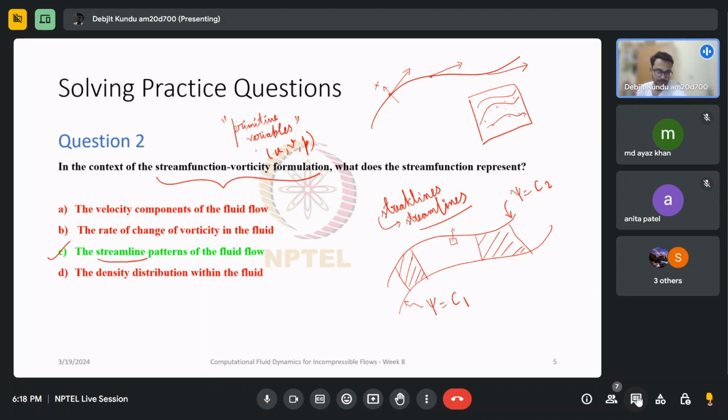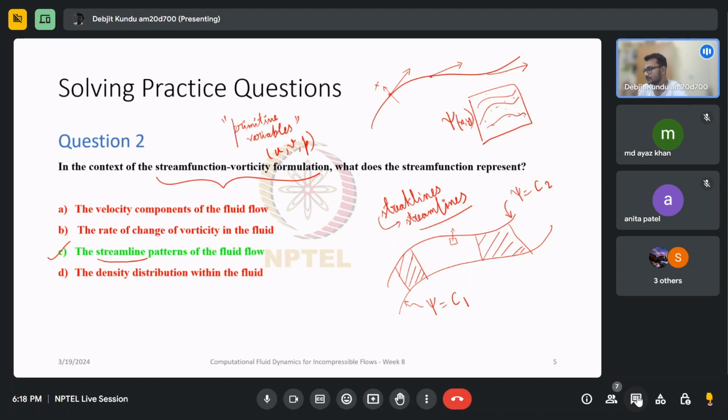So this is more of an indirect approach, whereas in the stream function vorticity formulation, I get the stream function as a function of space, and it could be time as well, but that doesn't matter. In a steady case, it would be just space. So from that, I can simply join the lines with the same value of psi, and then I will get these streamlines, and that will help me visualize the fluid flow in a much more physical sense.